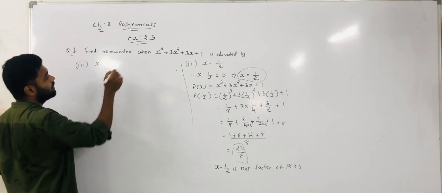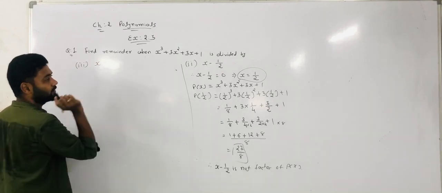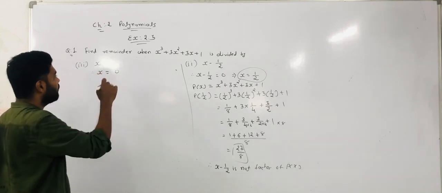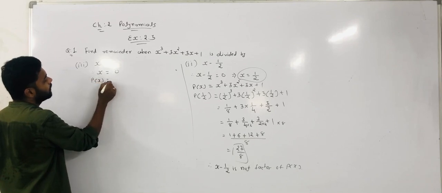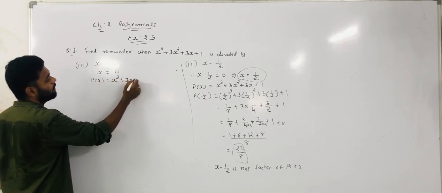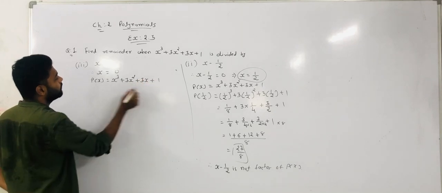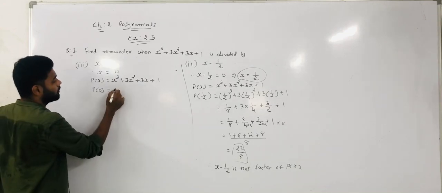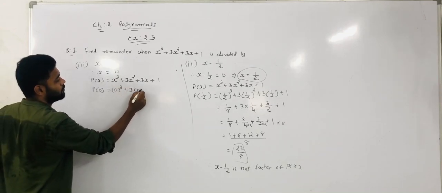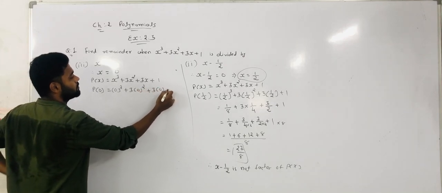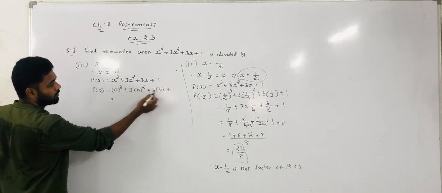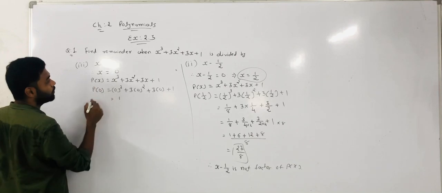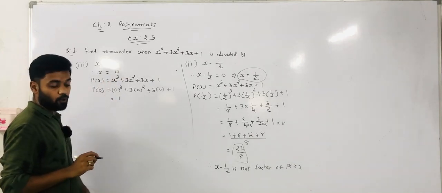The third part is x. So when it is divided by x only, we have to compare x equal to 0. So we have to find the value of the polynomial p of x equal to x cube plus 3x square plus 3x plus 1 at the point 0. So p of 0 equal to 0 cube plus 3 into 0 square plus 3 into 0 plus 1. So 0 plus 0 plus 0 plus 1. So the remainder is 1. So x is also not a factor of your polynomial.